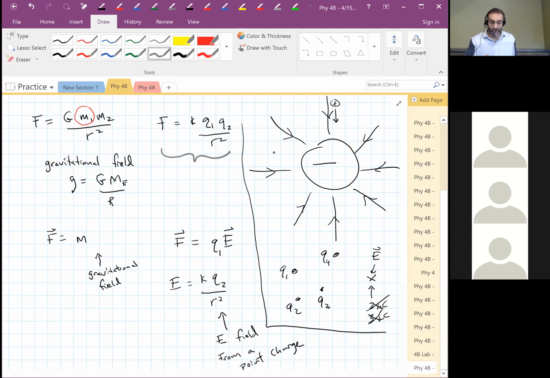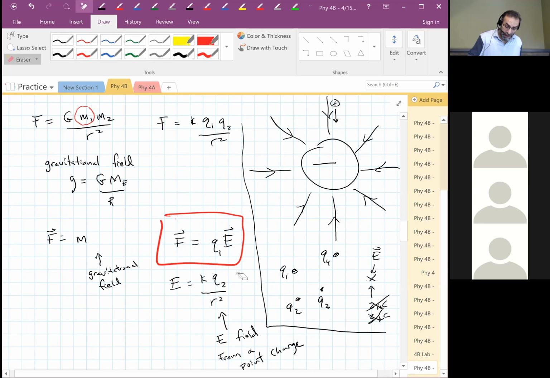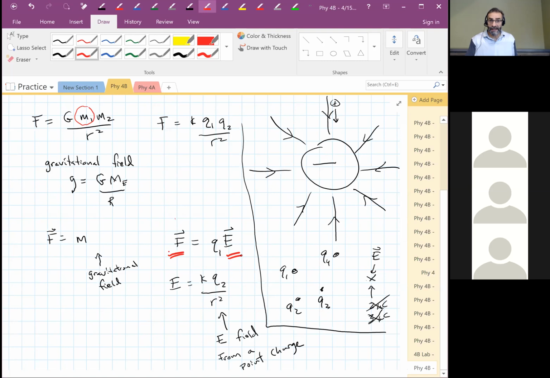Vectorially, right? There's a vector quantity. In fact, let's take a look here. Where are my vectors in this equation? F equals QE, right? Where are my vectors? F is a vector, and E is a vector, and Q is a scalar. So F points in the same direction as E if Q is positive.